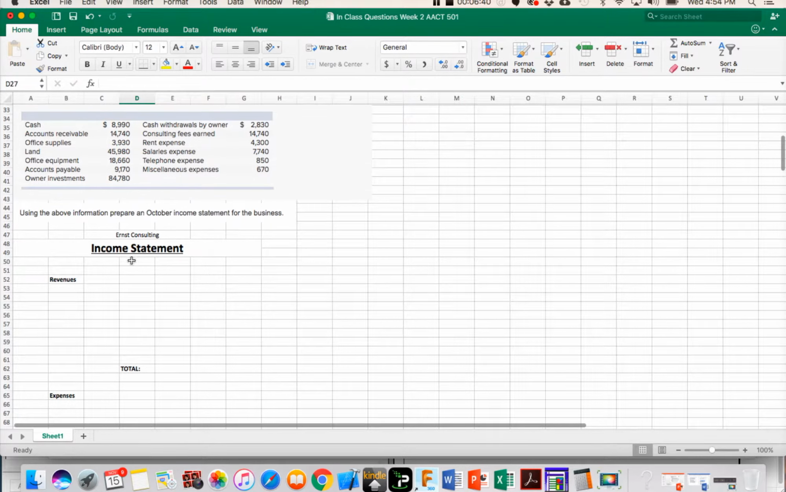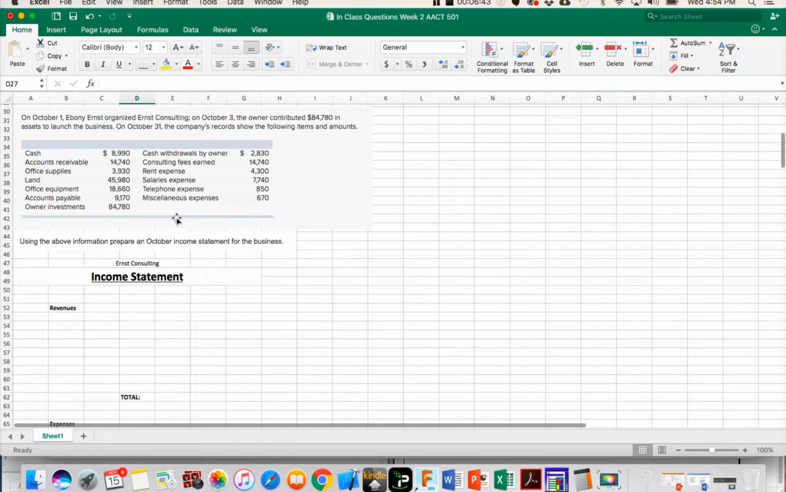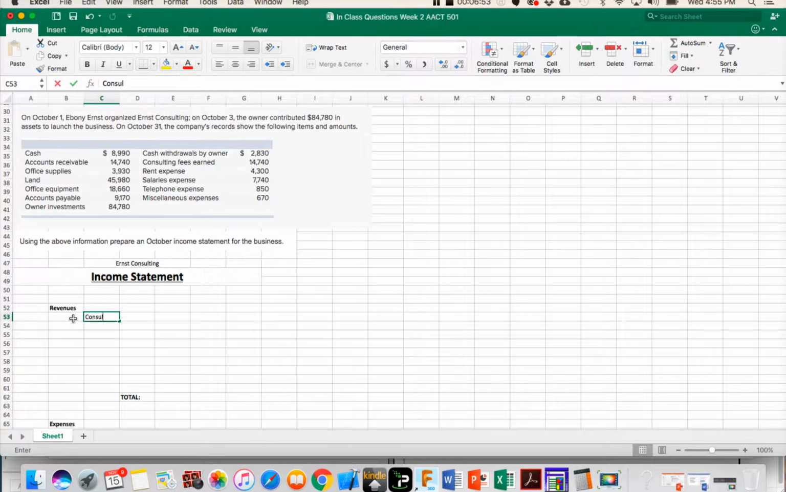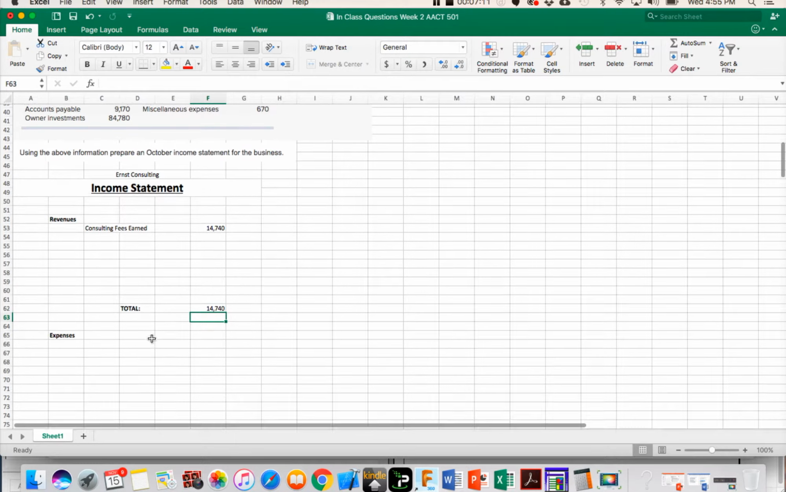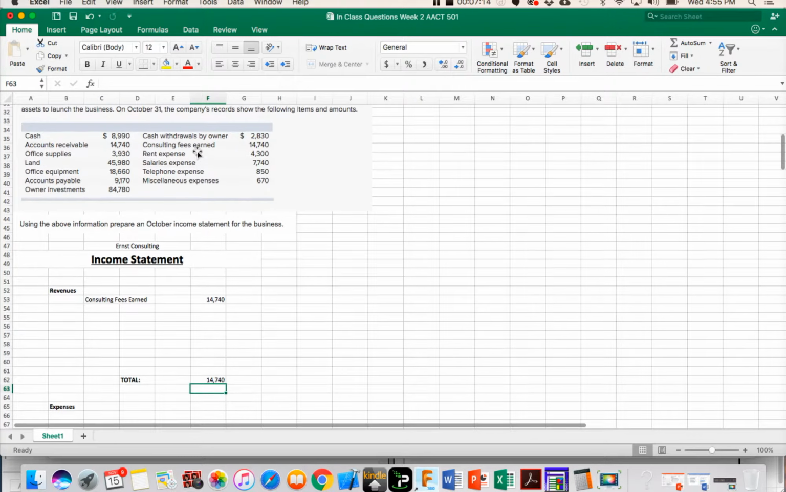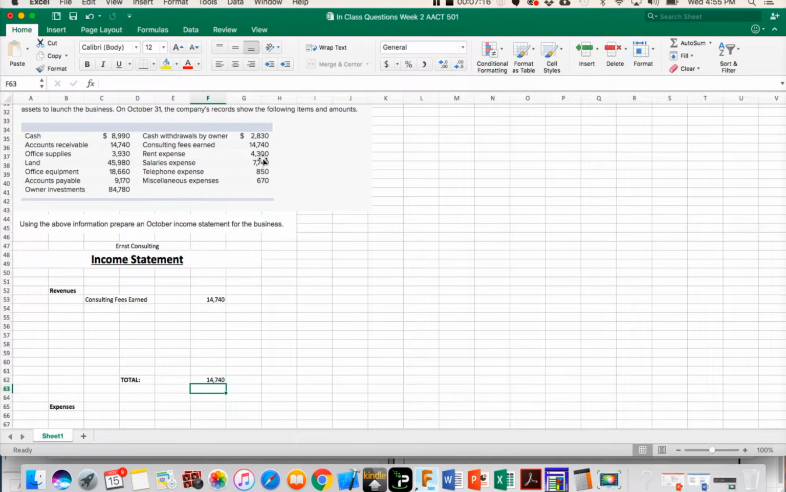So for the income statement, that would be any accounts that are revenue or expense. So that would be starting here in this listing. Consulting fees earned would be my only revenue account. I'll list that here. 14,740. That's my only revenue. Expenses would be the rest of these here.